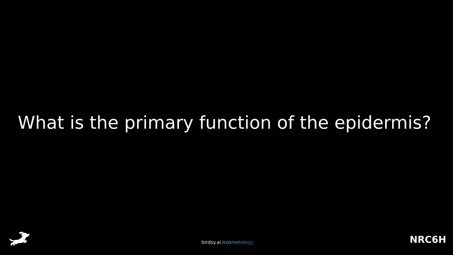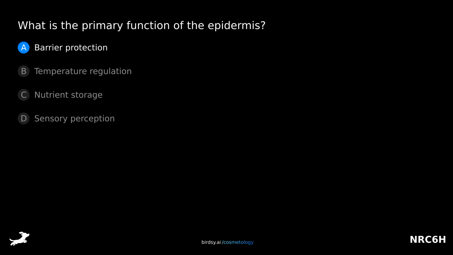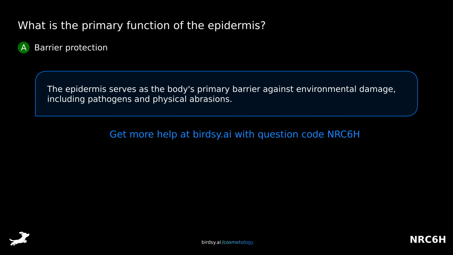What is the primary function of the epidermis? Is it A, barrier protection, B, temperature regulation, C, nutrient storage, or D, sensory perception? The answer is A, barrier protection. The epidermis serves as the body's primary barrier against environmental damage, including pathogens and physical abrasions.